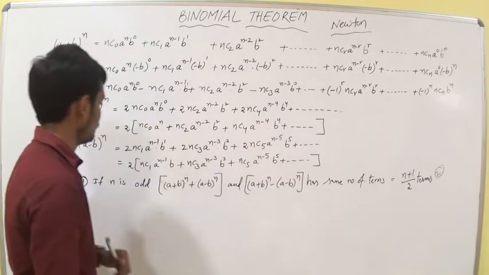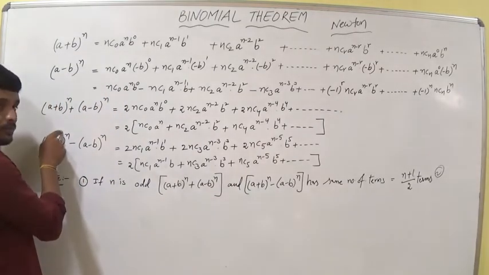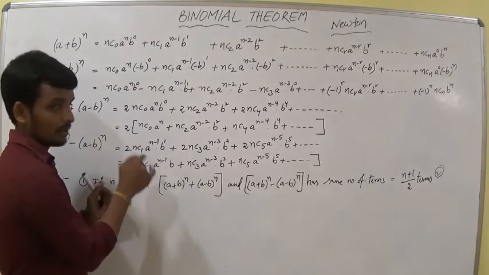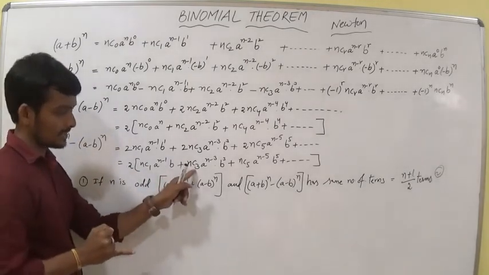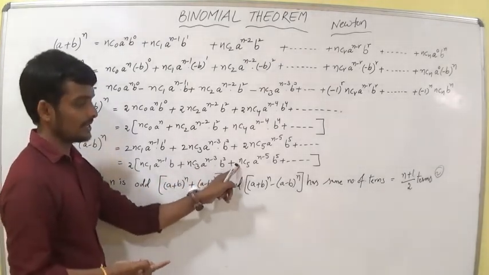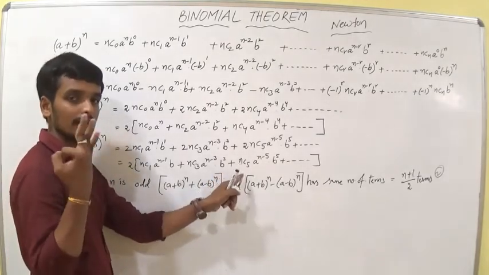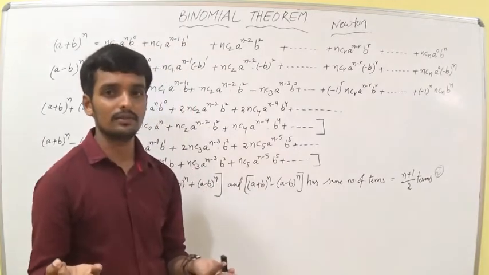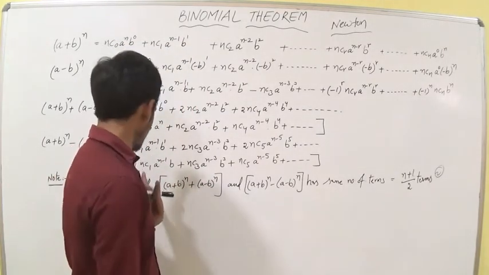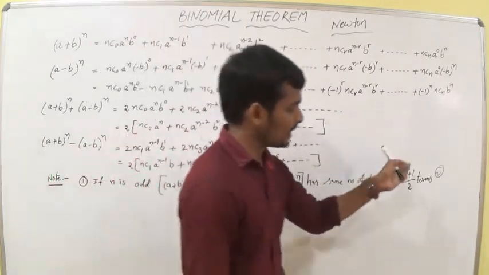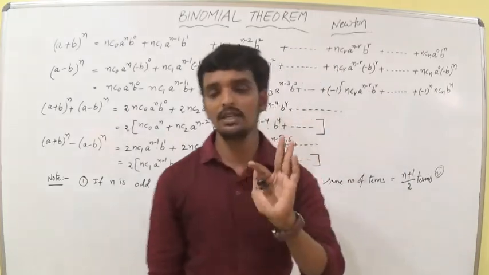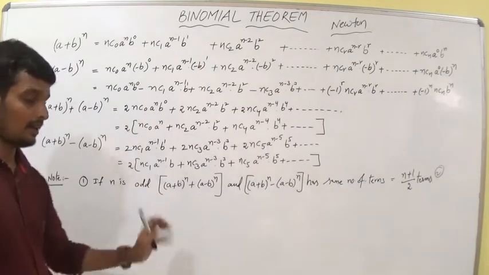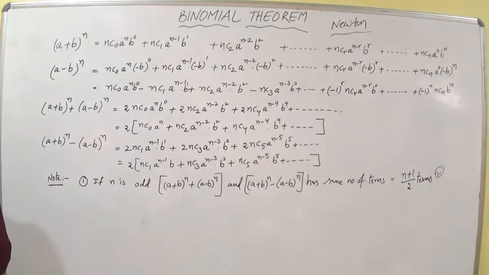In the same way, here (a plus b) whole power 5 minus (a minus b) whole power 5. First of all, 5c1 is 1 term, 5c3 is 2 terms, 5c5 is 3 terms. Again I am getting 3 terms. The next term would be 5c7, which we can't write. So if n is equal to 5, n plus 1 is 6, and 6 by 2 is 3. That is the first case.